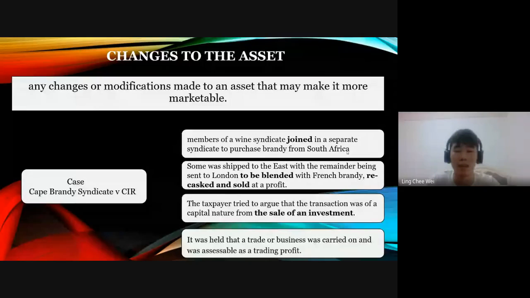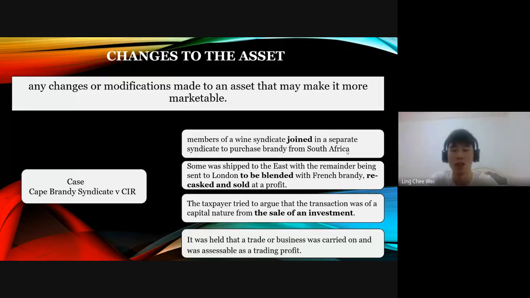And so from here, after the brandy syndicate joined another company, some of the whiskey was shipped to the East, with the remainder being sent to London to be blended with French brandy and recasked and sold at a profit. This means that part of the whiskey from the brandy syndicate was sent to another country, and another part was sent to London, where they mixed it with the French brandy and resold this whiskey to the customer.